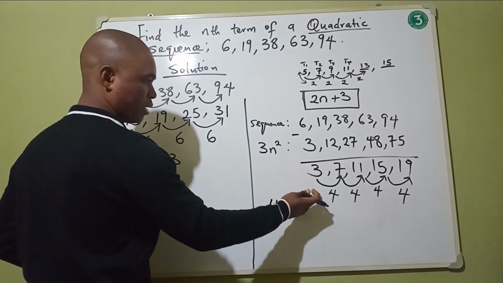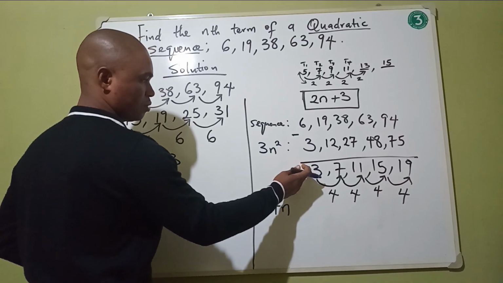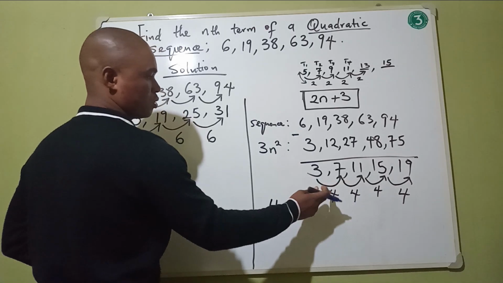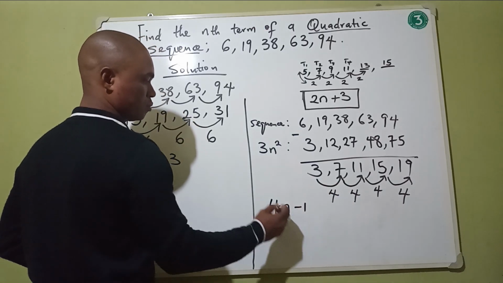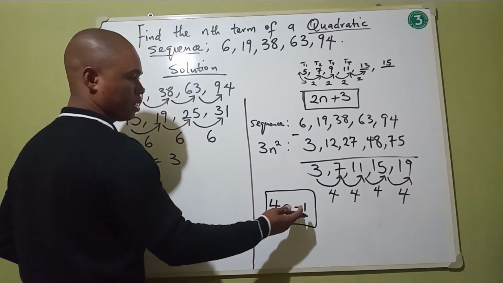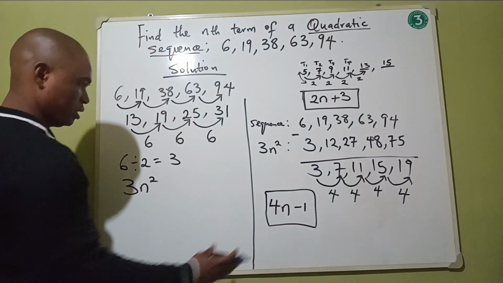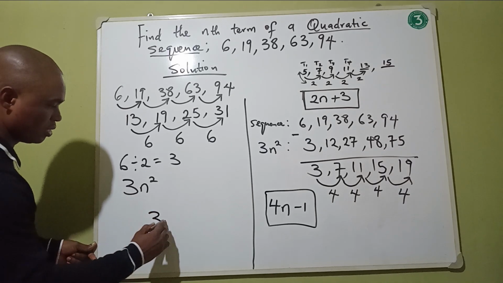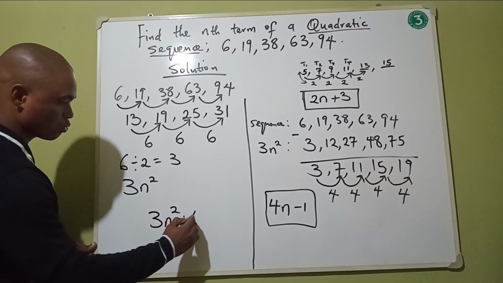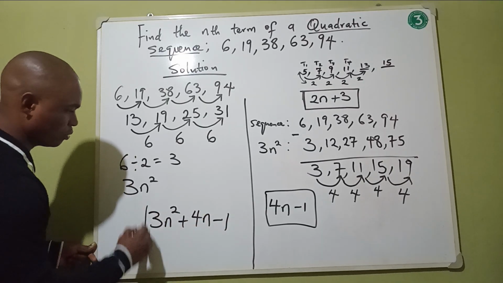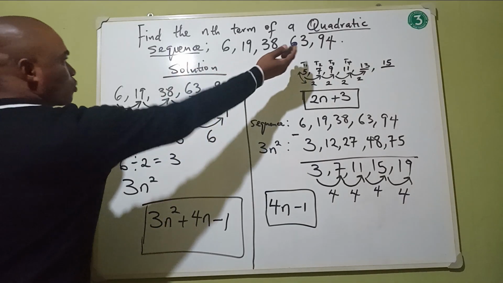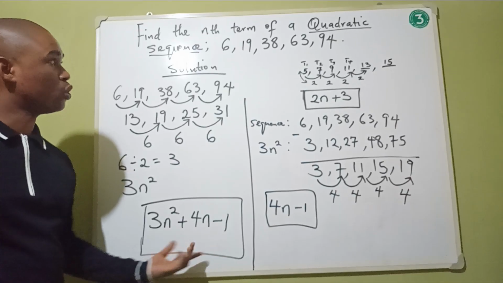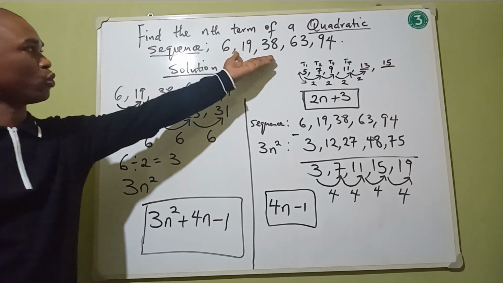Now, 3 minus 4. That is the first term here minus the difference we have here. So I'm going to have what? Minus 1. So I'm going to have 4n minus 1 for this. I will now join this and this together. I will add it together. So I'm going to have 3n squared plus 4n minus 1. Now, this will be the nth term for this sequence. 3n squared plus 4n minus 1 will be the nth term for this quadratic sequence.